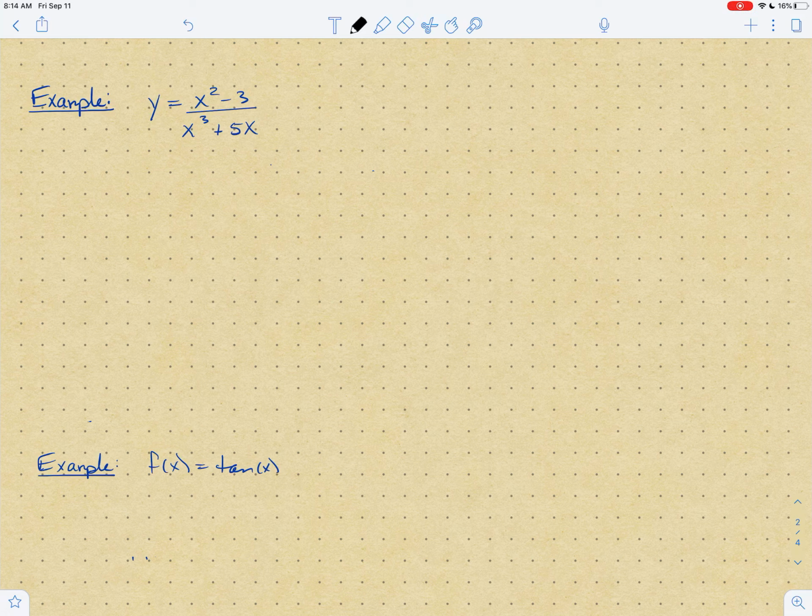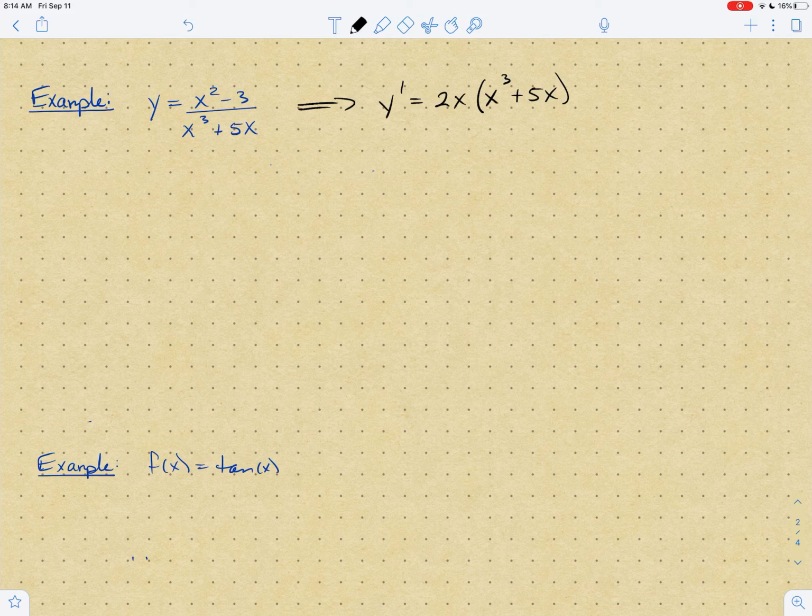All right, let's do another example. Here we go. We've got this quotient rule, and we're going to try it out. So I want to begin by saying that y prime, we'll just put some arrows here to get us started. So y prime is the derivative of the top, which you should be able to write down is 2x, times the bottom, which is x cubed plus 5x.